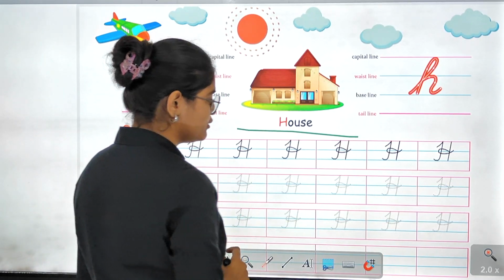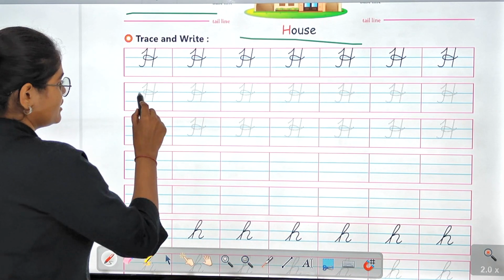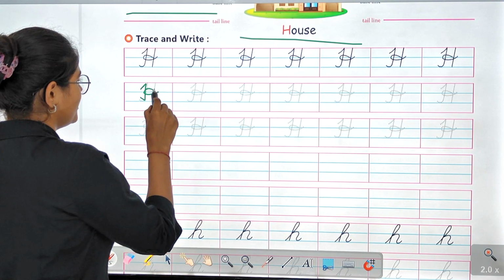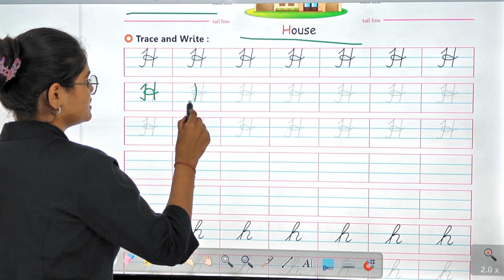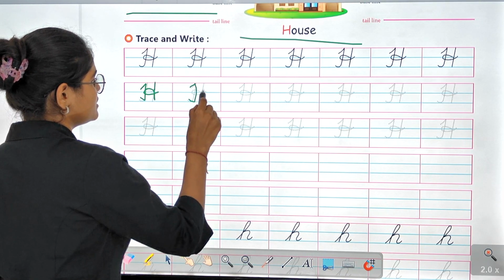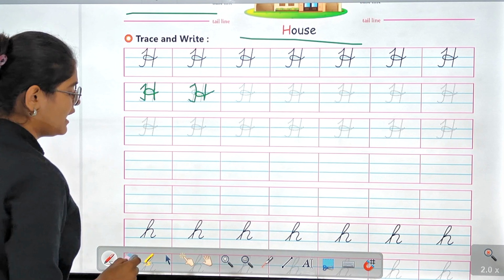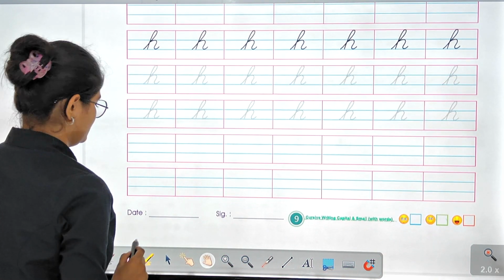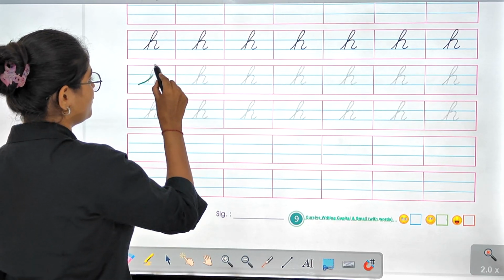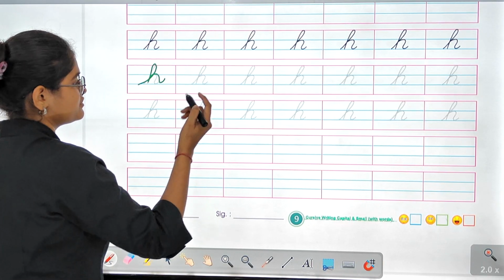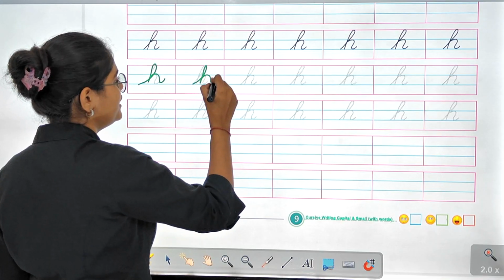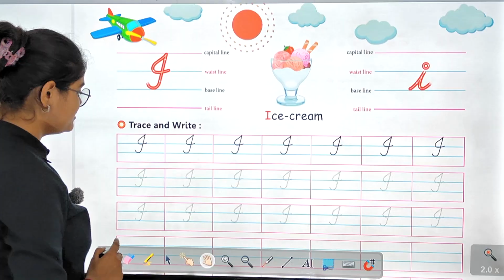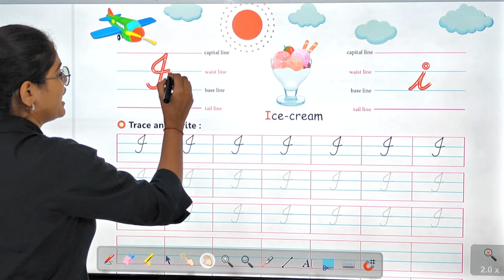Next is H. H for house. Following the dotted structure, very easily we can make H for house. After that, small h for house. Moving ahead. So the next alphabet is I.